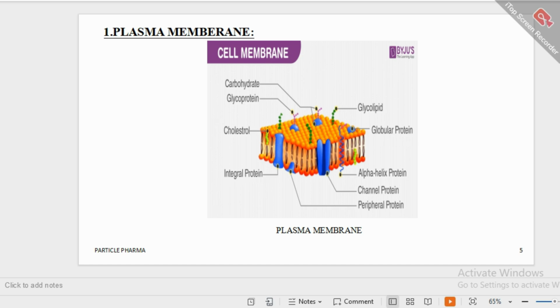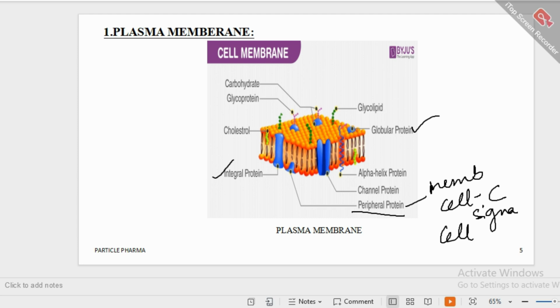Next is peripheral proteins. We have completed integral proteins and globular proteins, and the next is peripheral proteins. These are present on the membrane. They help in cell to cell signaling. They give signals to which other cells come and attach, allowing cell to cell interaction, so that the information from one cell is passed to another cell. The peripheral protein helps in that.